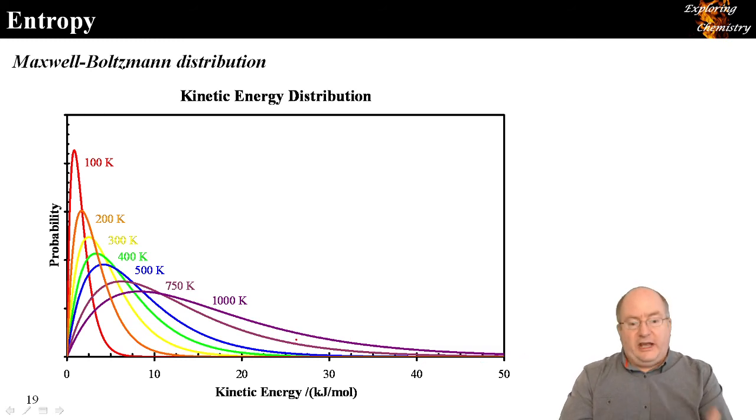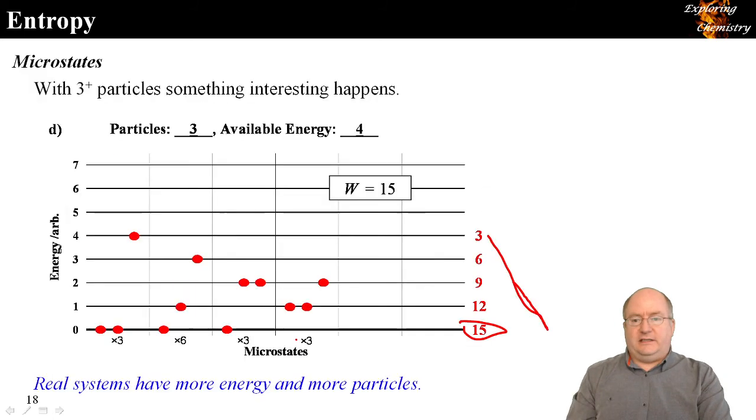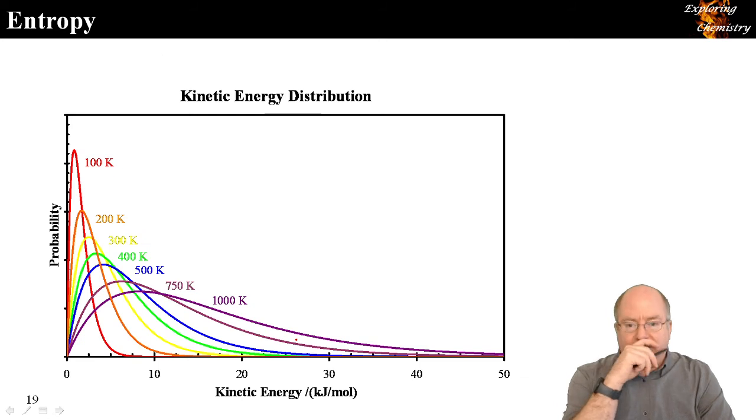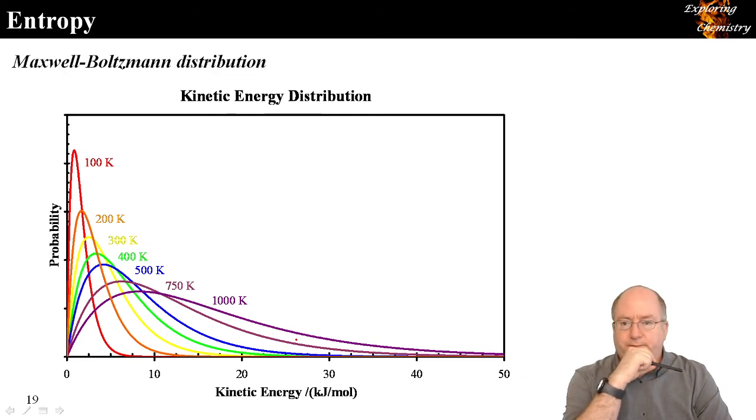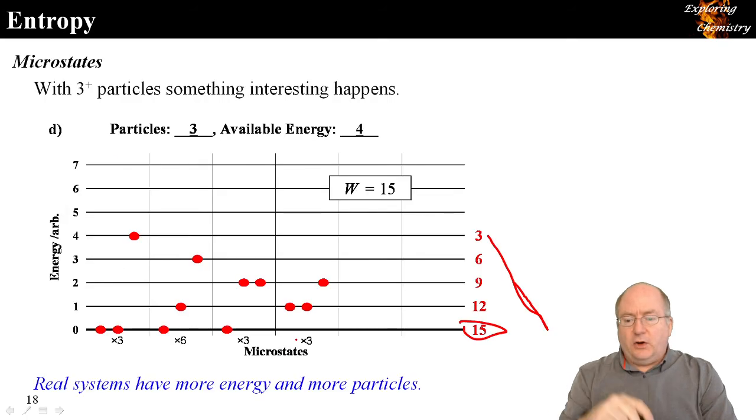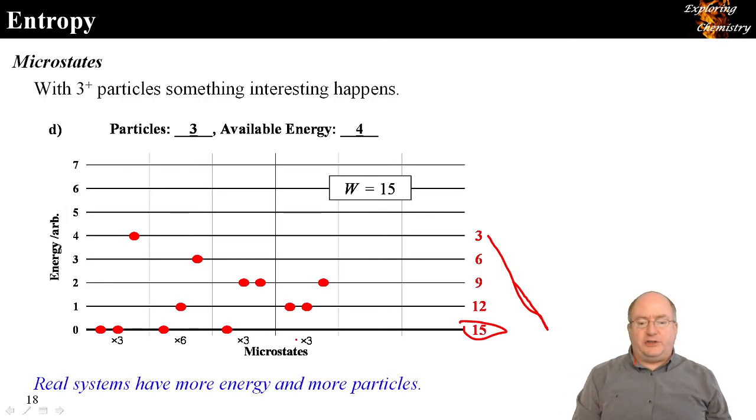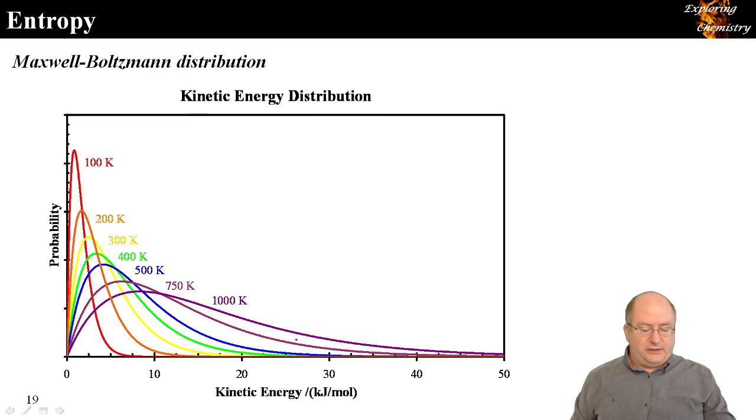When you take these distributions and you expand them using statistical mechanics to real atoms and large numbers of them, you get the Maxwell-Boltzmann distribution as presented here. So the note at the bottom is that real systems have more energy levels, more energy, and more particles. And so StatMech allows us to actually derive the Maxwell-Boltzmann distribution.